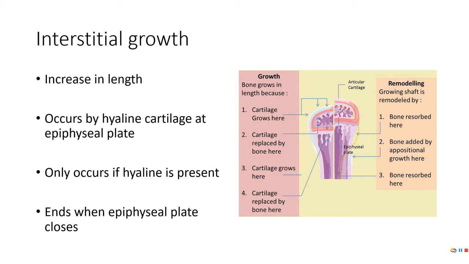Okay. And so this only occurs at the epiphyseal plate. But in order for this to happen, we have to have what's called hyaline cartilage. And as long as that hyaline cartilage is present, then we're going to increase in length. But as you're probably aware, when the epiphyseal plate closes, then the growth, so getting taller, ends here, right? So we've got the epiphyseal plate, which is here. What happens is that cartilage is replaced by bone, but as long as we've still got some cartilage there, then we will be able to have this interstitial growth.